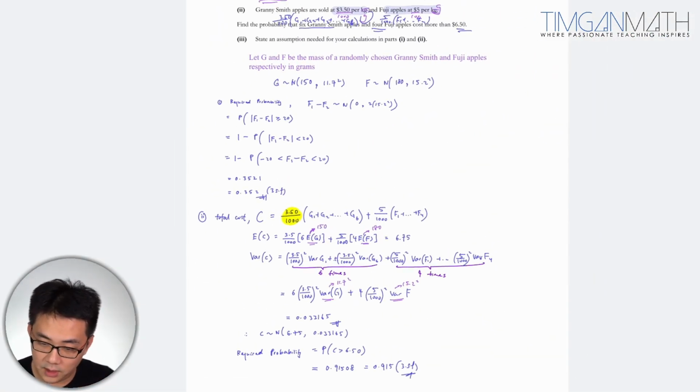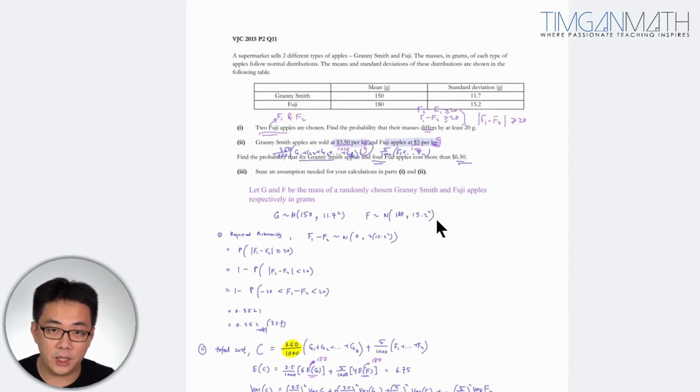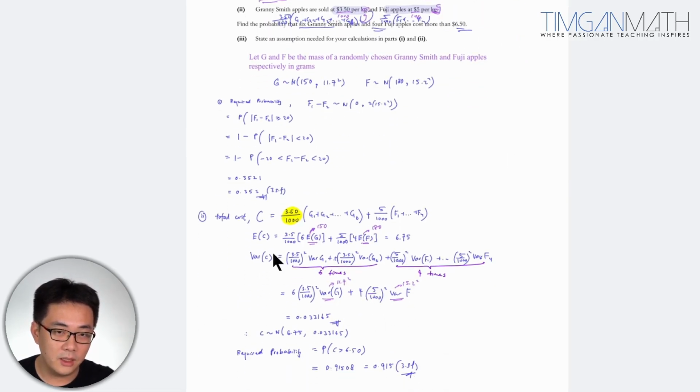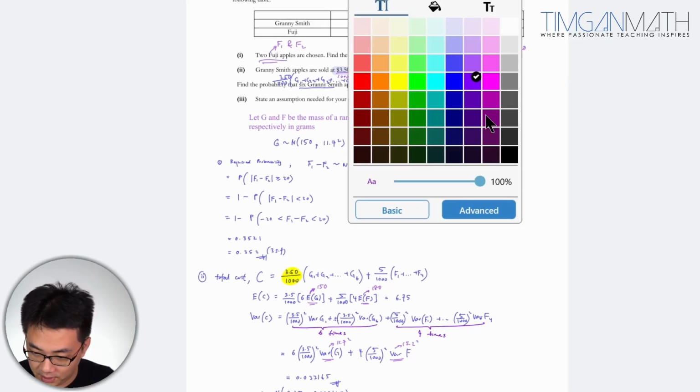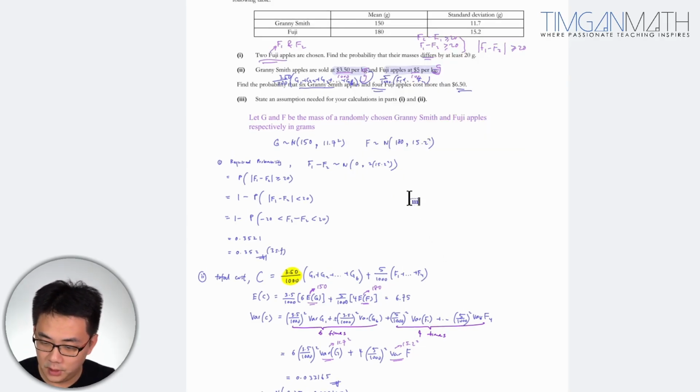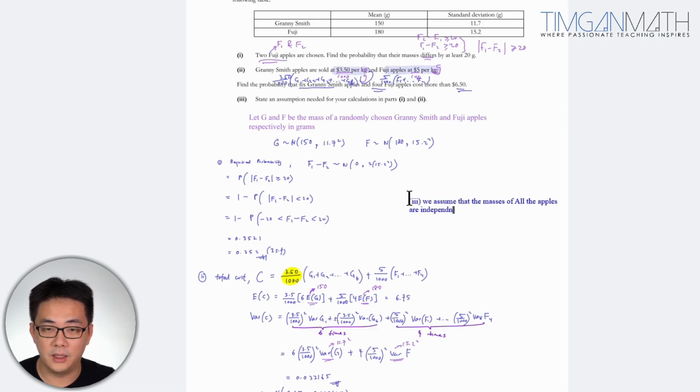So for part 3, state the assumption needed for the calculation in 1 to 3. Okay, this is very important. We need to assume that all apples are independent of each other, because if the apples are not independent of each other, they will affect each other, so it will not follow the normal distribution. You need to consider the chain of events. But in this case, we just assume that each of them is independent of each other. That's very important. So for part 3, just make sure that we assume that the masses of all the apples are independent of each other. Okay, that's the important part.